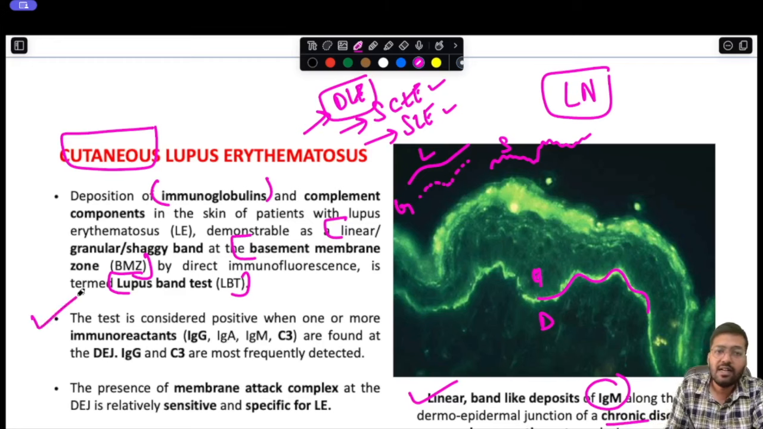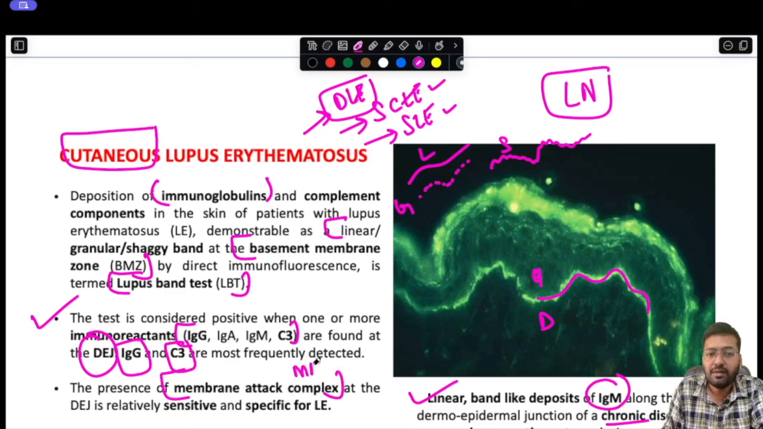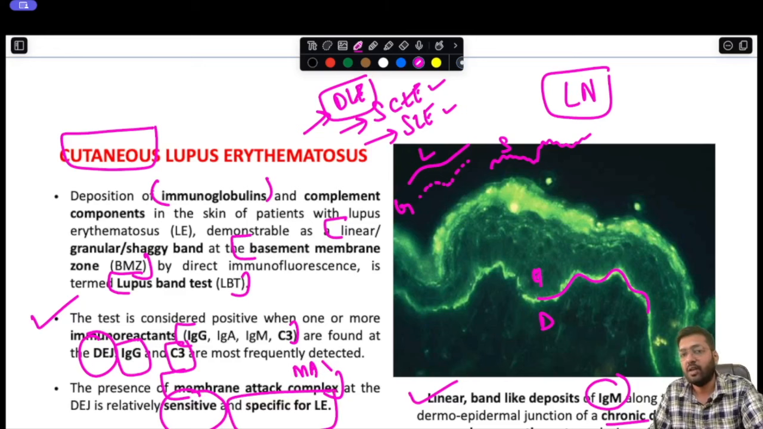Now the test is considered positive when one or more of the immunoreactants like IgG, C3, IgA, IgM are found at the dermoepidermal junction. IgG and C3 are most frequently detected. The presence of membrane attack complex at the dermoepidermal junction is relatively sensitive and very specific for lupus erythematosus.